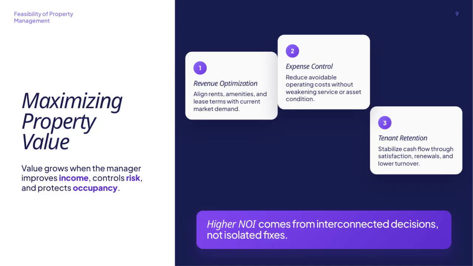When we talk about maximizing property value, it's important to understand that value increases when a manager effectively improves income, controls risk, and protects occupancy. One key area is revenue optimization, which involves aligning rents, amenities, and lease terms with what the current market demands. This ensures you're getting the most income possible without driving tenants away.